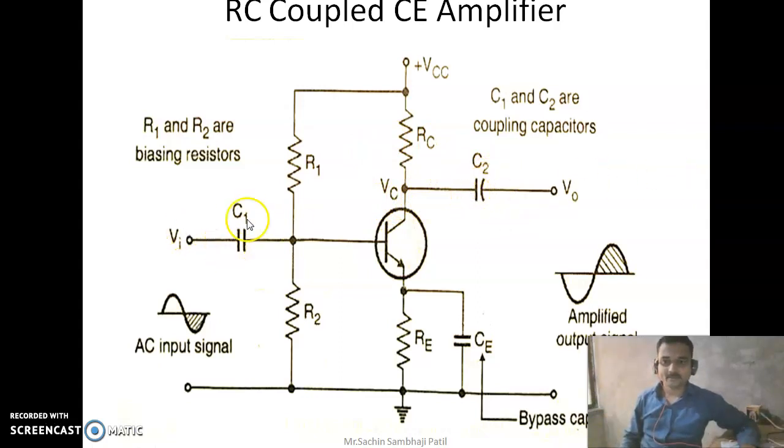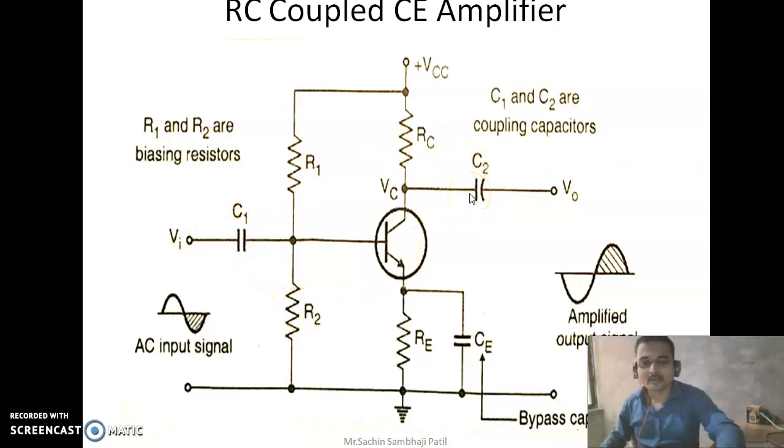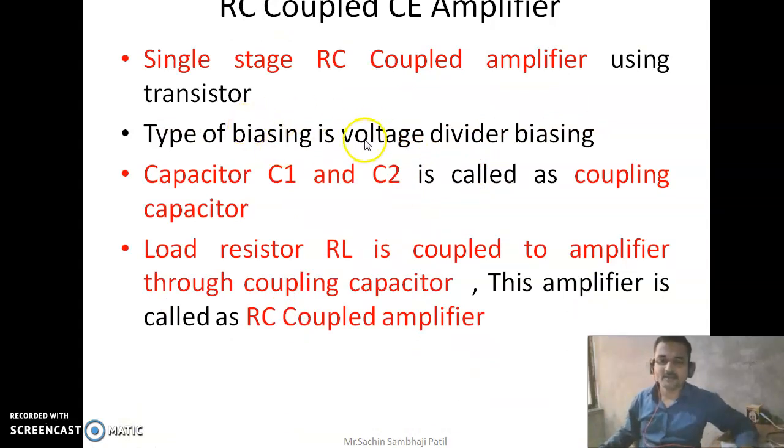Here we are using the RC coupling. We can see the capacitor and the resistor, and that's the RC coupled. The type of biasing is voltage divider biasing. The capacitors C1 and C2 are called coupling capacitors. Load resistor RL is coupled to the amplifier through a coupling capacitor. This amplifier is called an RC coupled amplifier.